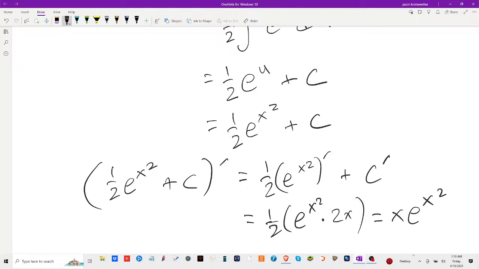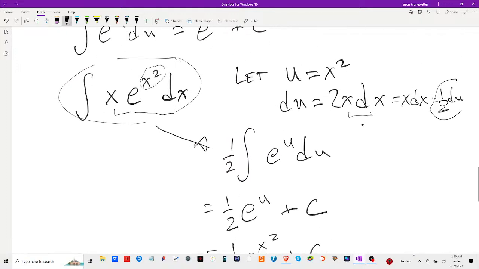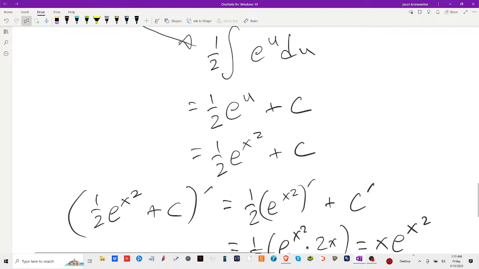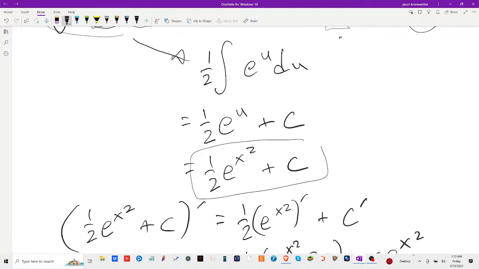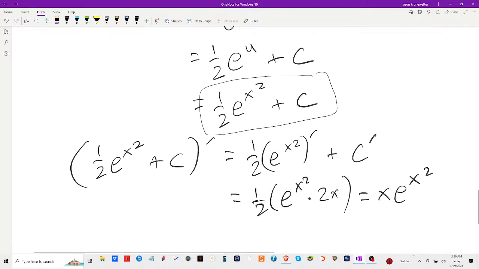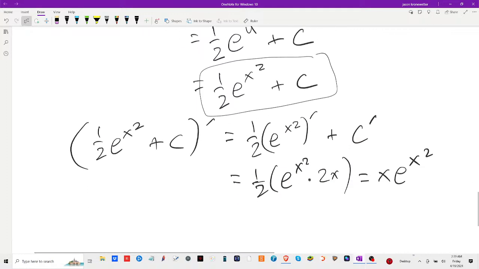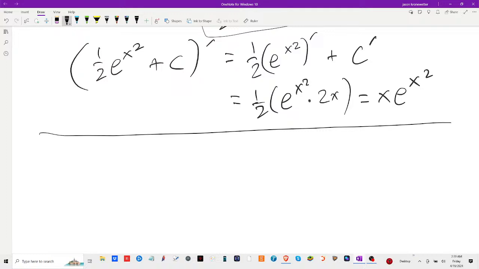Okay, so just recap. We started wanting to know what is the thing whose derivative is x e to the x squared. And we found this to be the answer. Then we went and double checked it, took the derivative of it, and we did in fact get back to x e to the x squared. Okay, so those are good examples with e to the x.